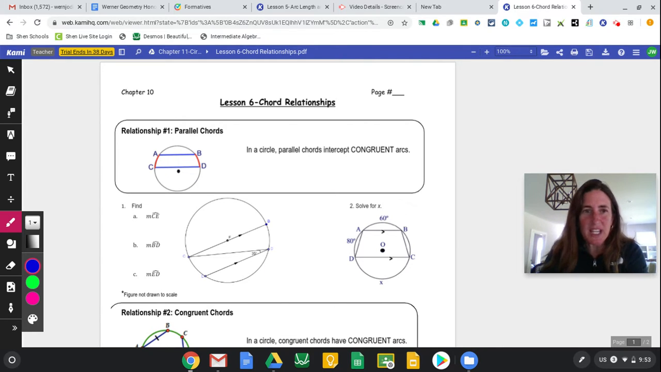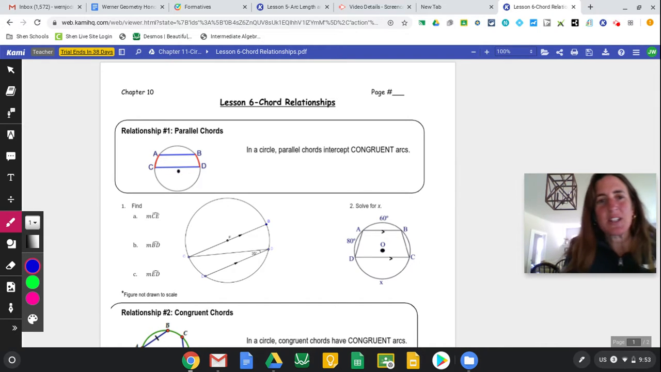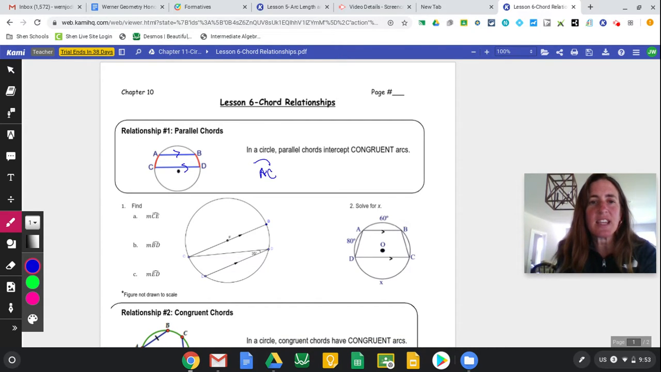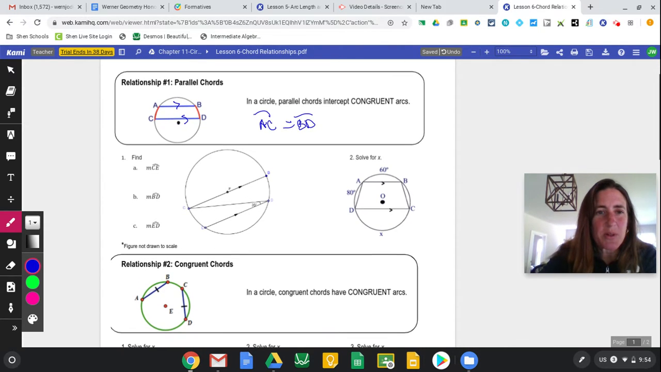The first relationship is parallel chords. If two chords are parallel in the circle, for example, in this picture here, they intercept arcs that are going to be congruent. So in this case, since these two chords are parallel to each other, the arcs in between them, like AC and BD, are going to have the same measure. Very exciting.